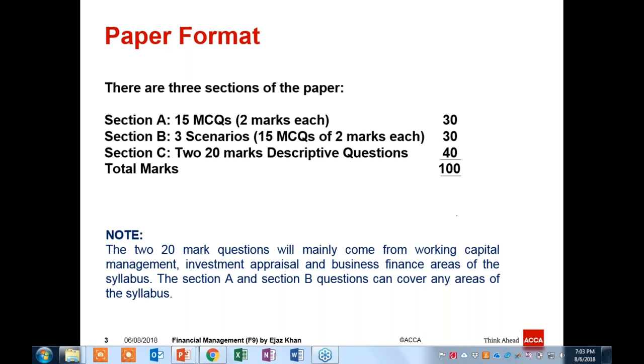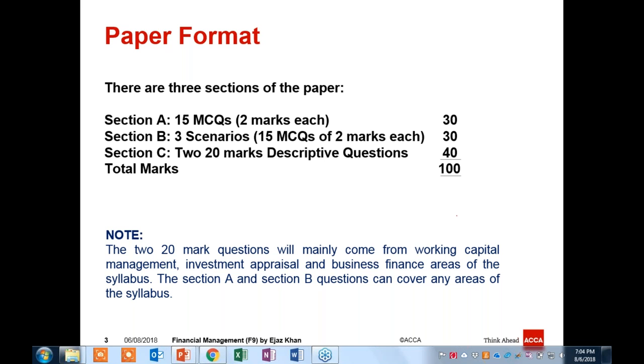3 OT type question scenarios, case studies, and each case study will be split into 5 objective type questions. Again, each question will be of 2 marks, so there will be a total of 15 objective type questions from these 3 scenarios, and the total marks here will also be 30. So it means that the total paper will have objective type questions equal to 60 marks.